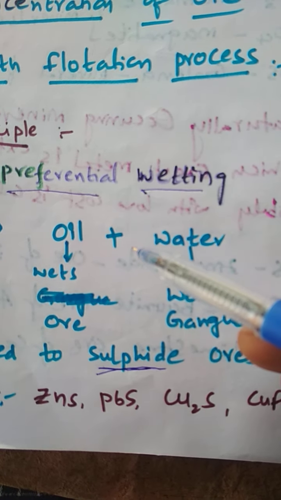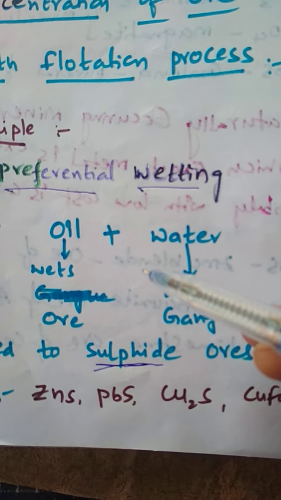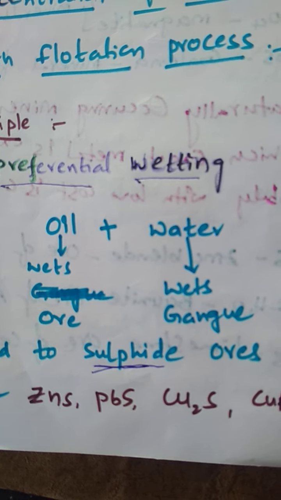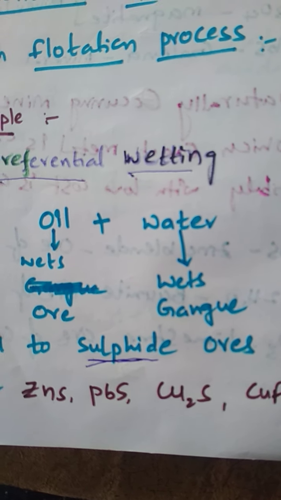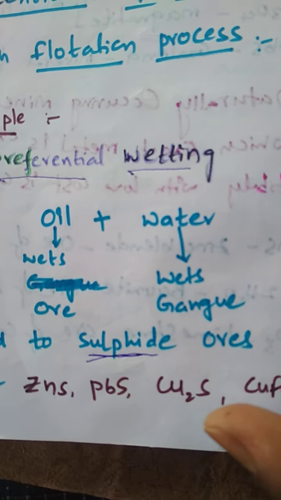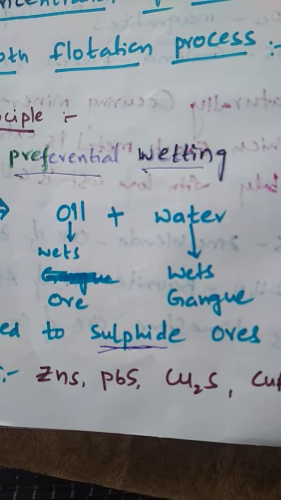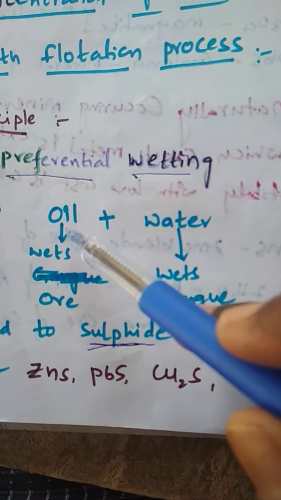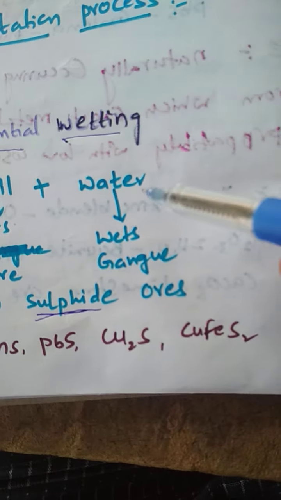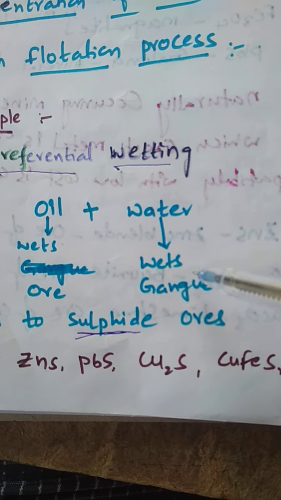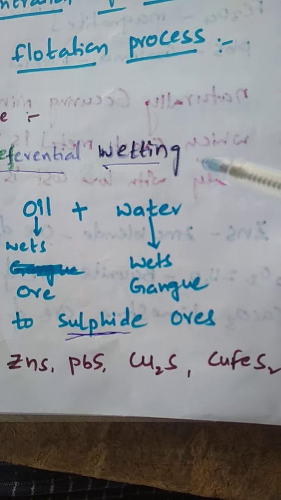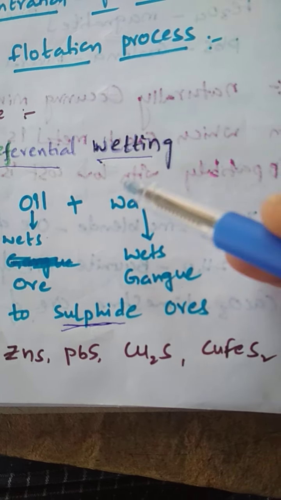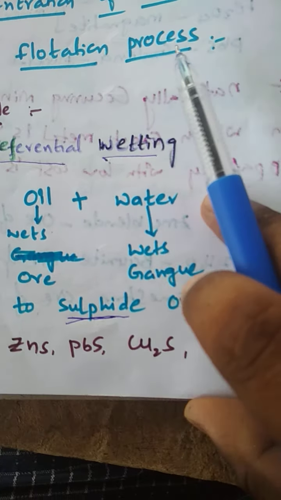So what is meant by the preferential wetting? In a mixture of oil plus water, when we suspend an ore, the oil can wet the ore particles and water can wet the gangue particles. So that is called the preferential wetting. By using this preferential wetting process, we can separate the gangue particles from the ore. Mainly it is applicable for sulfide ores.